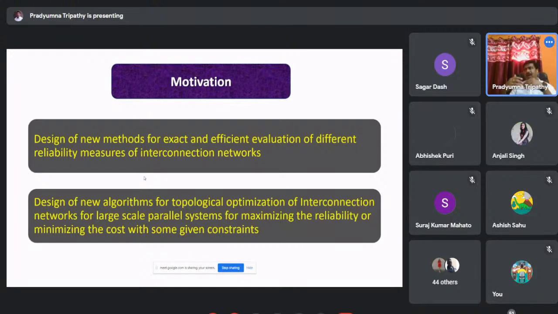So now our problem is of two folds. One, we must estimate the reliability correctly and efficiently. Efficiently means within a given amount of time. Second one is we have a topological optimization problem where we design an interconnection network within some constraints.